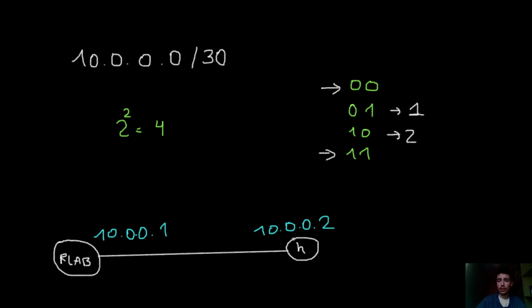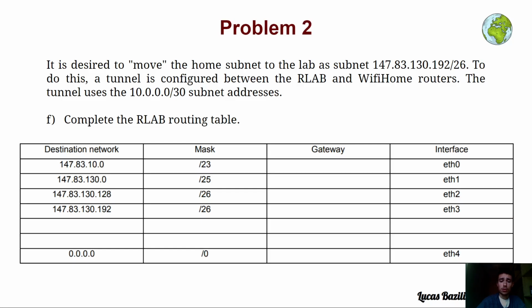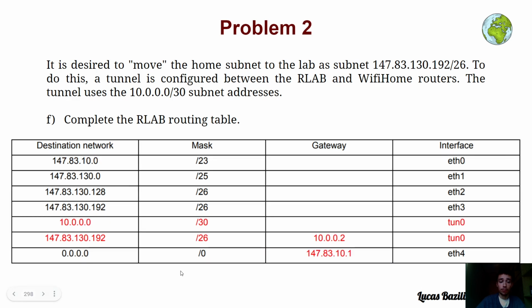What is important is that if we want to reach this subnet, which is the home subnet, we need to do this through the gateway of the tunnel. This is the most important thing. Okay? We need to use this gateway. So let's study now the solution table.